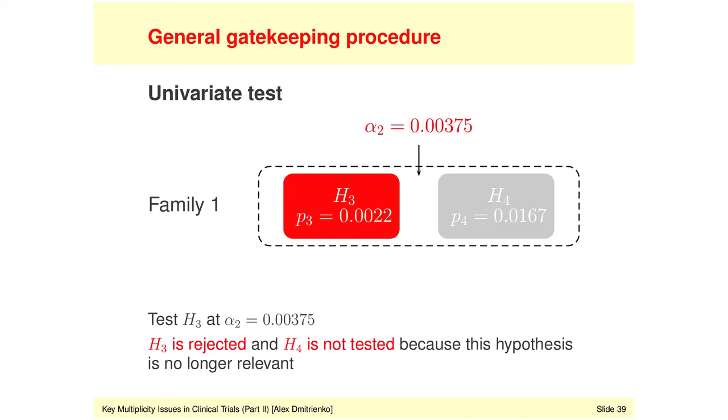That's one of the key advantages of constructing meaningful logical restrictions. They prevent us from spending, or I should say wasting alpha on the hypotheses that are no longer meaningful. In this case, instead of splitting the alpha potentially between H3 and H4, we channel that alpha, if you will, towards the only meaningful hypothesis in the secondary family.